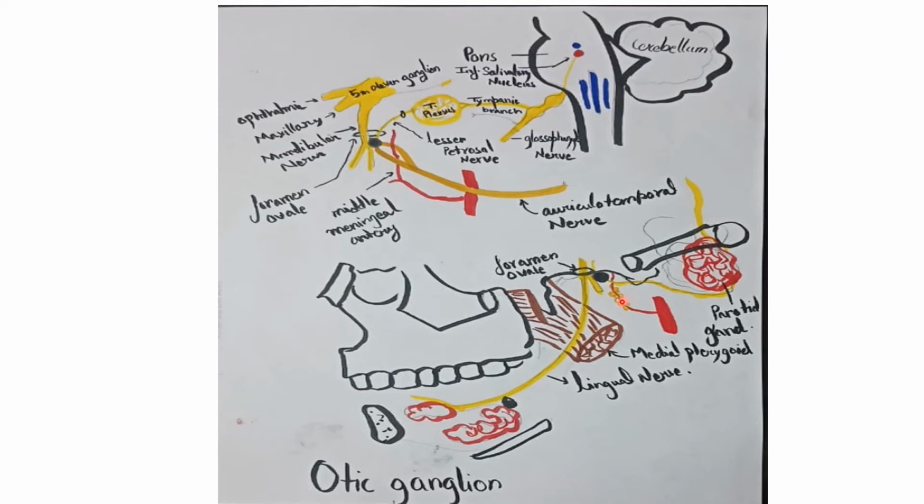Now, from where are these postganglionic fibers arising? Again, the fibers are arising from the superior cervical ganglion, right? And the superior cervical ganglion receives the preganglionic fibers from where? Of course, from the lateral horn of the spinal cord. So the postganglionic fibers surrounding the middle meningeal artery, this plexus gives the sympathetic root to the otic ganglion, right?